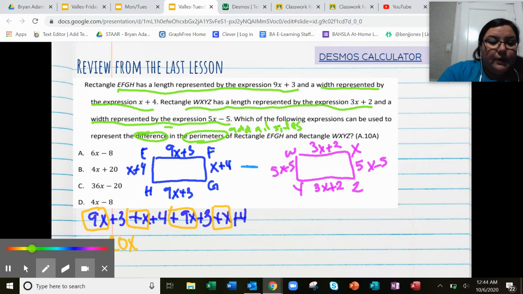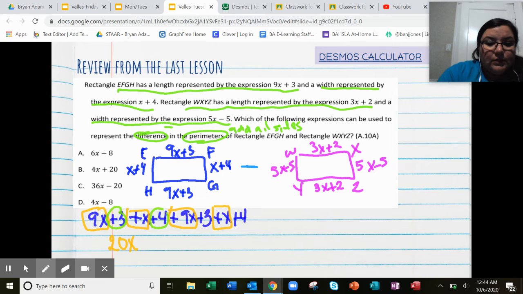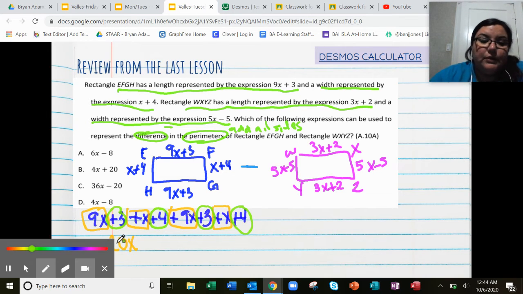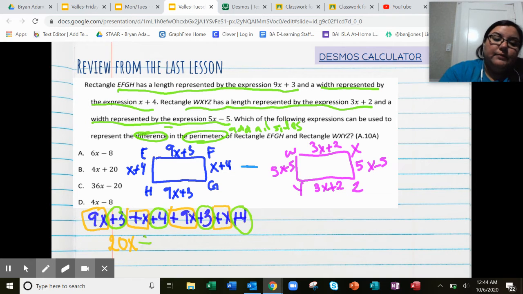Then we're going to circle these constants, which are the numbers that don't have letters. So 3 plus 4 is 7. And then we have another 3 plus 4, so 7 plus 7 is 14.